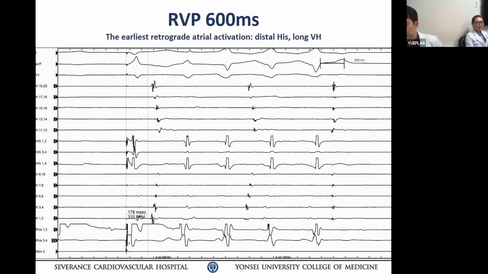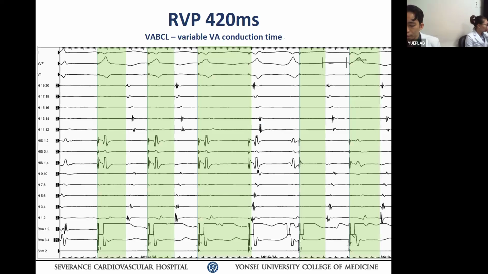During RV testing, the RSTA signal was reported, and it showed wrong VH. We reached the VA block cycle length at RVP for 20 milliseconds. And notably, VA conduction times were variable, not always equivalent.